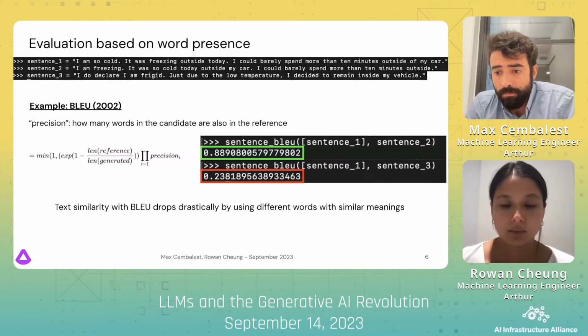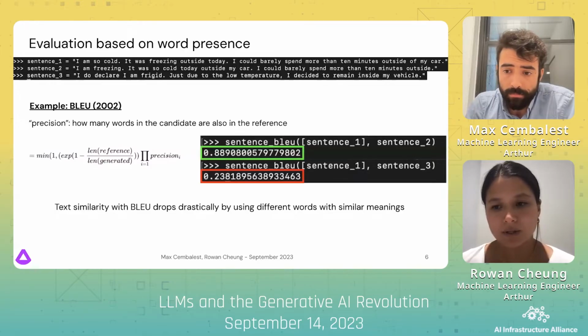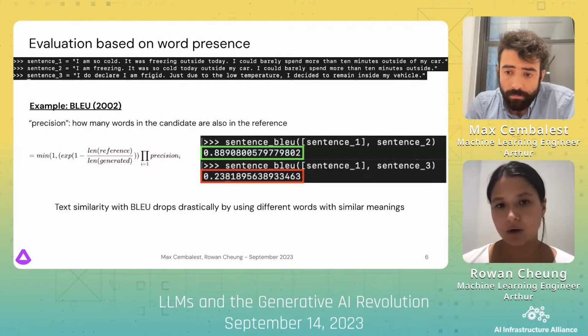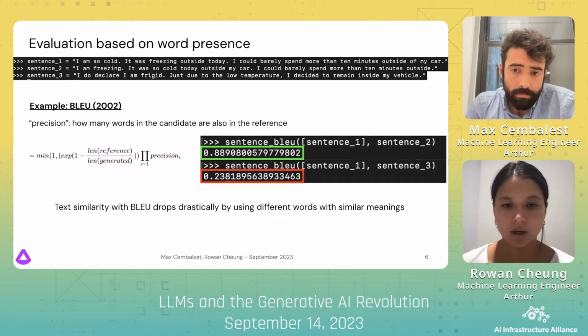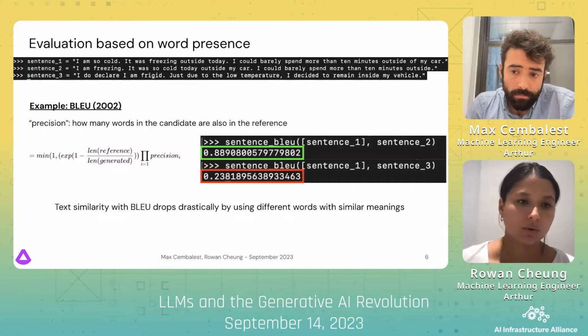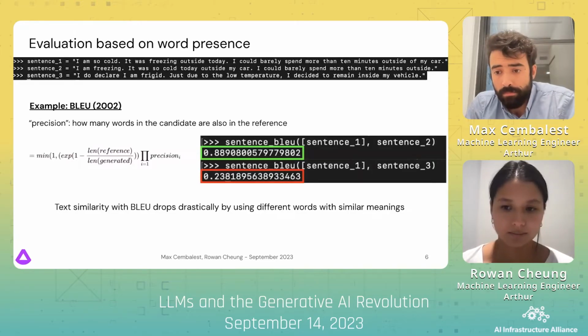And looking at the BLEU score when we hold sentence 1 as a reference and compare sentence 2, we see this has a very high score because we do have that full overlapping span of "I could barely spend more than 10 minutes outside." But then when we instead evaluate sentence 3 compared to a reference of sentence 1, we see the BLEU score drop considerably. And this is because BLEU score is not able to pick up the semantic meaning of sentence 3 and realize that it is very similar to sentence 1.